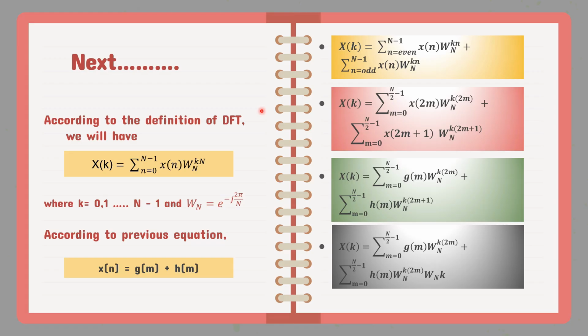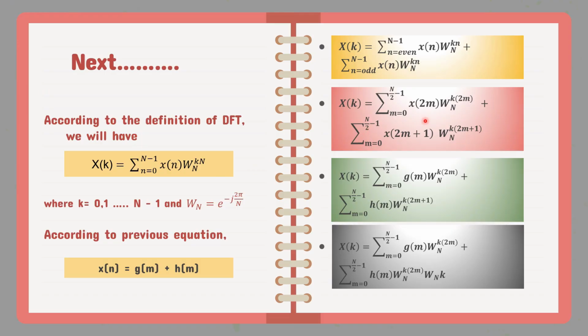So now, according to the definition of DFT, we will have X[k] equals the summation of n equals 0 to N minus 1 of x[n] W_N to the power of kn, where k will be equal to 0, 1, until N minus 1, and W_N will be equal to e to the power of minus j 2 pi by N. So according to the previous equation, x[n] equals g[m] plus h[m], so our X[k] equation here will be written as we will have the even part and also the odd part.